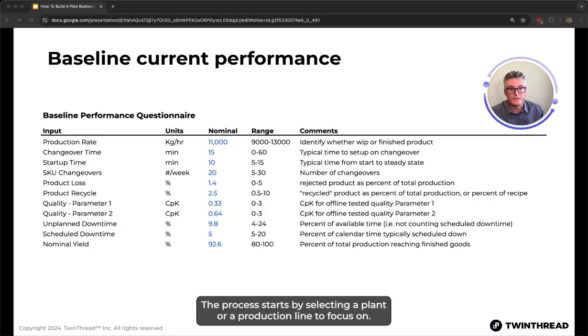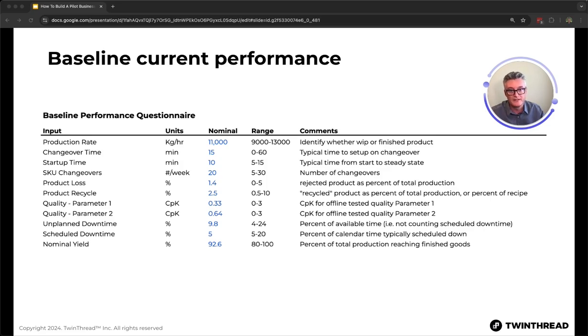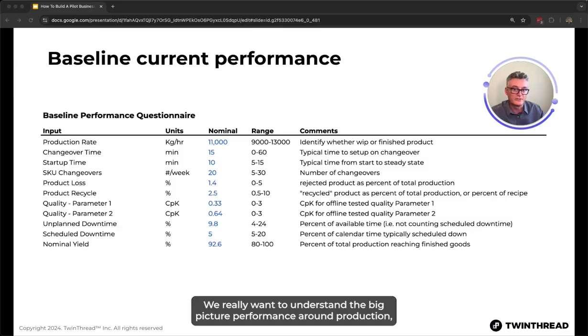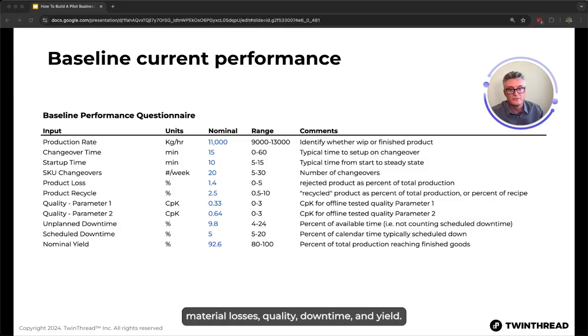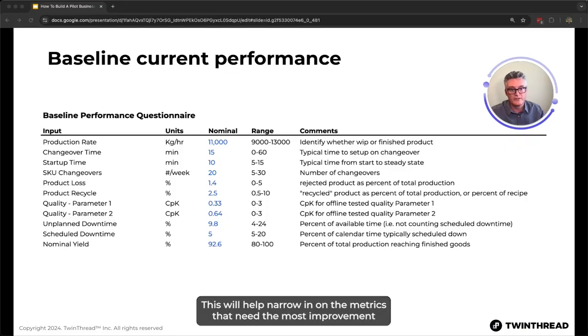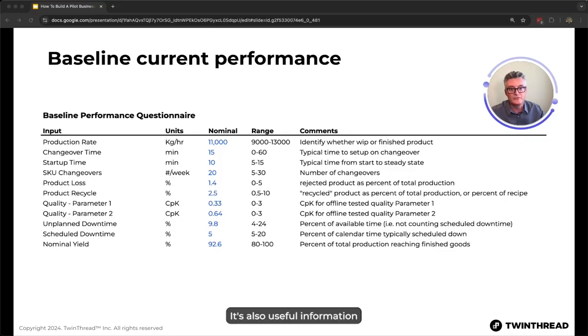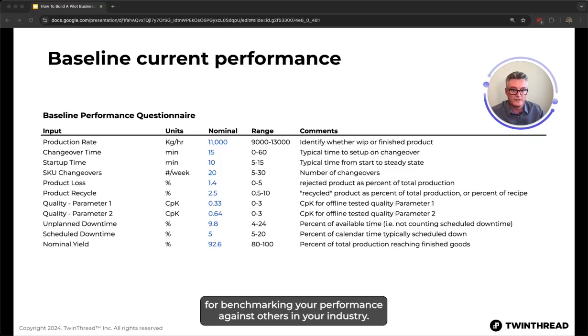The process starts by selecting a plant or a production line to focus on. Not just any line, one that you know has room for improvement. We like to start with a simple questionnaire like the one you see here. We really want to understand the big picture performance around production, material losses, quality, downtime, and yield. This will help narrow in on the metrics that need the most improvement and the potential use cases to focus on for a pilot. It's also useful information for benchmarking your performance against others in your industry.